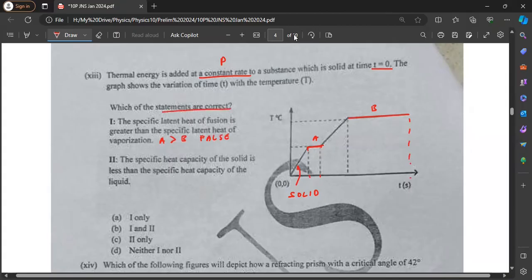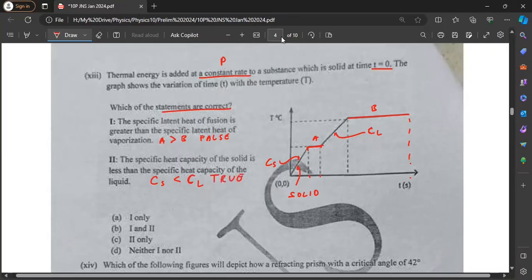Okay, they're asking which statement is correct. Now the second one: the specific heat capacity of the solid is less than the specific heat capacity of the liquid. So they are comparing the solid's and the liquid's specific heat capacity. The specific heat capacity of solid is less than that of liquid. So what do you think? Is this true or false? Anyone? Sir, it's true.